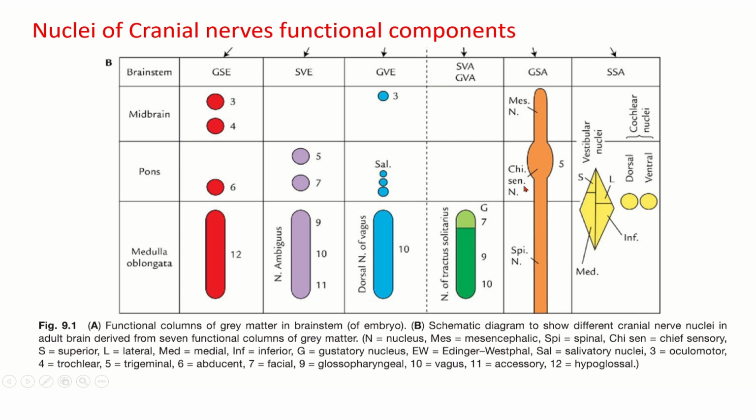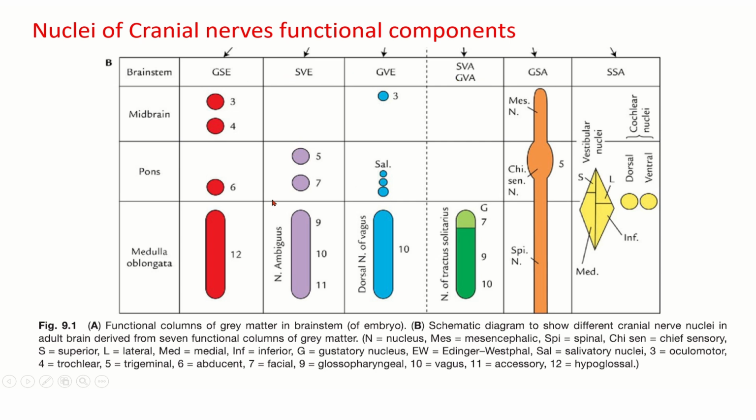This is the sensory nucleus of the trigeminal nerve. This is the mesencephalic nucleus in the midbrain. This is the chief sensory nucleus in the pons, and this is the spinal nucleus of the trigeminal nerve. So this component forms the general somatic afferent. And here you can see the special somatic afferent, as I said, hearing and balance: vestibular nuclei and cochlear nuclei, dorsal and ventral cochlear nuclei, the superior, inferior, medial and lateral vestibular nuclei. All these are the different cranial nerve nuclei under different categories of the functional components.